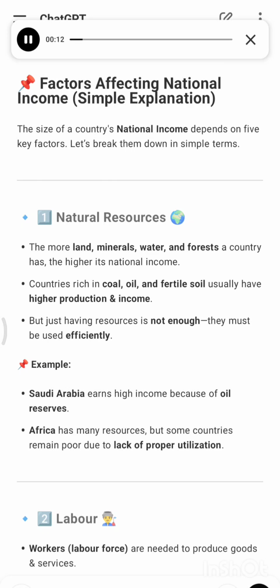1. Natural resources. The more land, minerals, water, and forests a country has, the higher its national income. Countries rich in coal, oil, and fertile soil usually have higher production and income. But just having resources is not enough. They must be used efficiently. Example: Saudi Arabia earns high income because of oil reserves. Africa has many resources, but some countries remain poor due to lack of proper utilization.